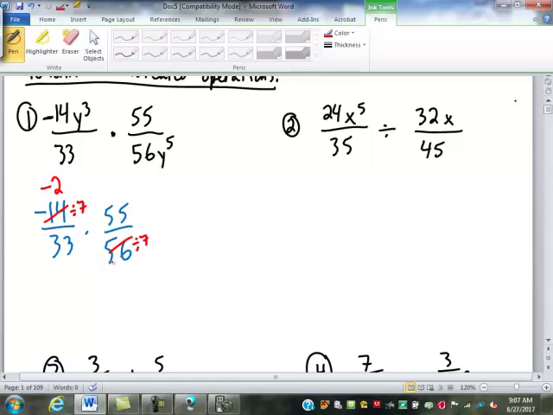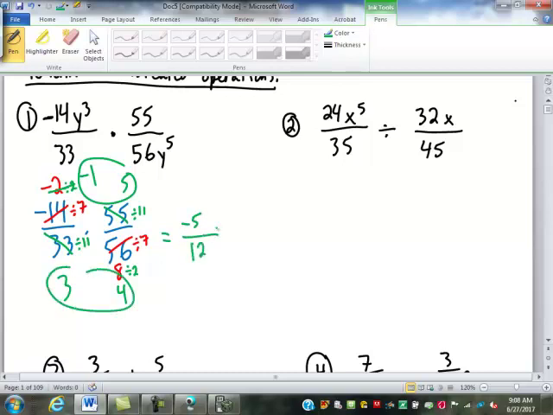56 divided by 7 is 8. Now they will still divide by 2. So I got negative 1 and 4. 33 and 55 both divide by 11. 55 divided by 11 is 5. 33 divided by 11 is 3. So we've got negative 1 times 5 is negative 5. 3 times 4 is 12. So in our answer, we've got a negative 5 on top and a 12 on bottom.